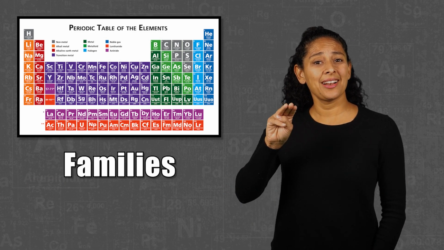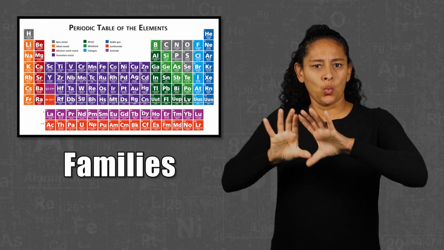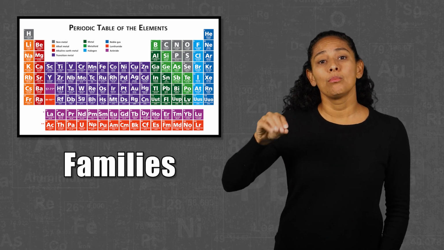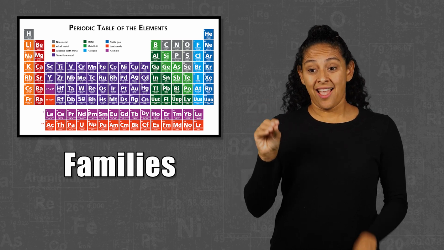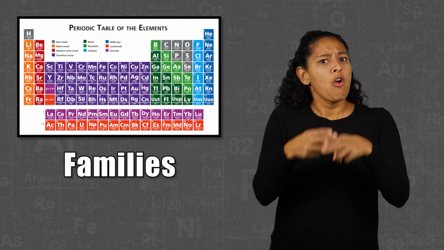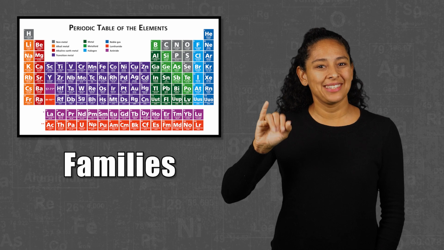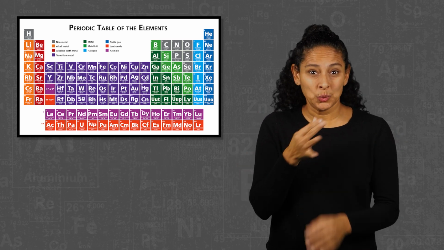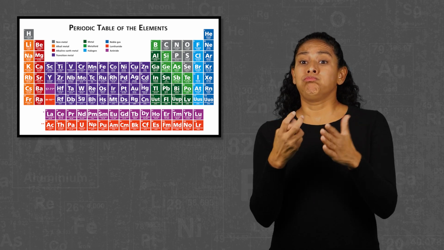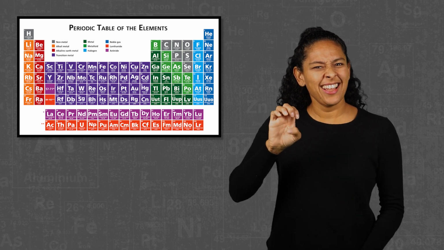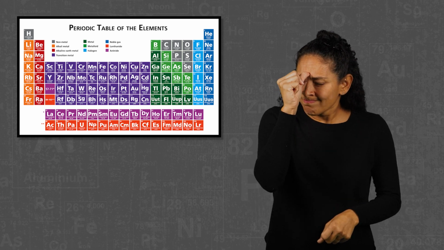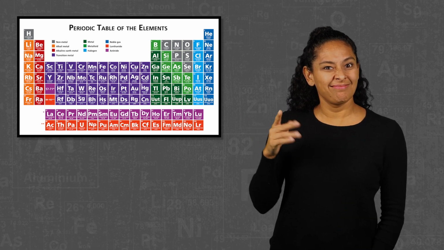Different elements are grouped together based on similar properties. And these groups of elements are called families. We will go over each family soon. Before we get started on the different elements and families of elements, be sure to remember how to read the periodic table.